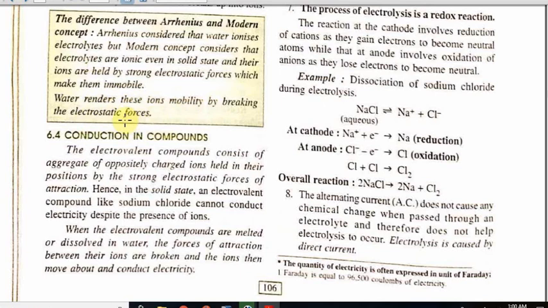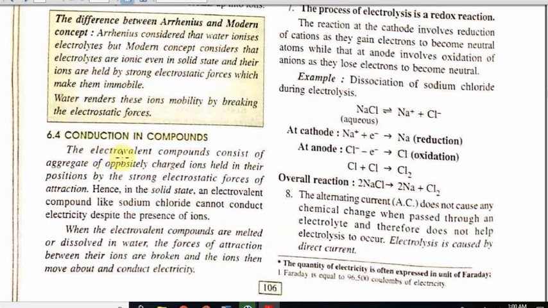It means this electrostatic force of attraction which binds the molecule is weakened by water because water has a very high dielectric constant. Now, what is dielectric constant? You will study about dielectric constant in class 11-12 physics.